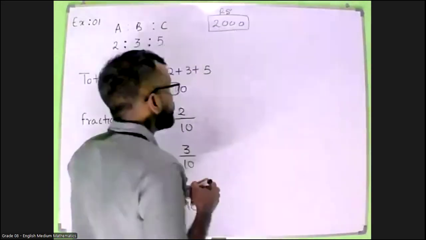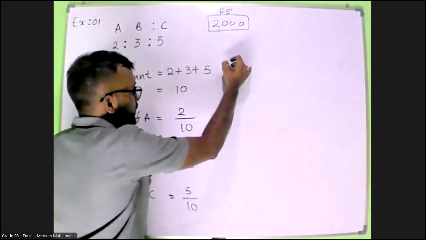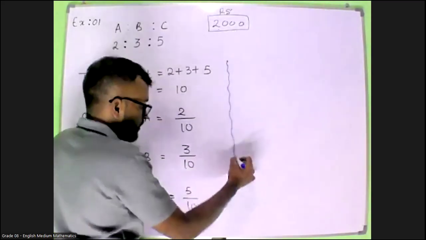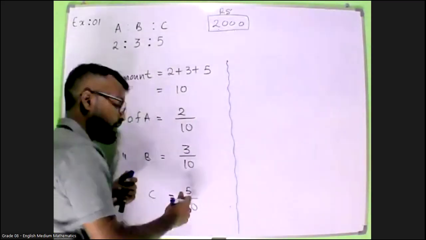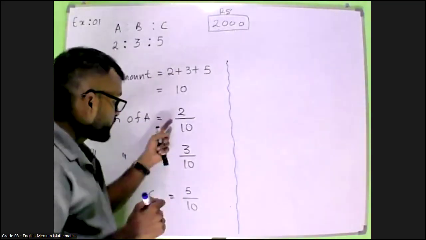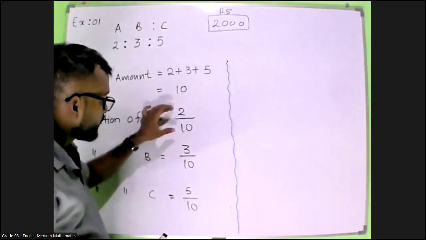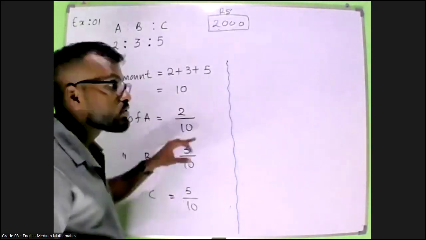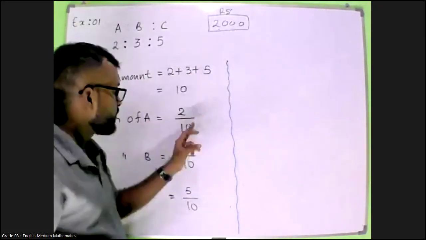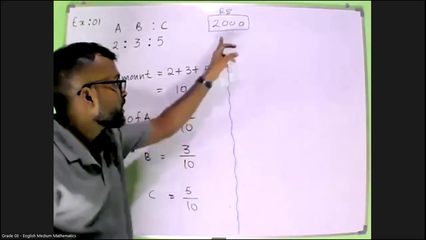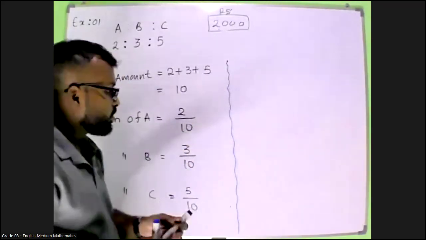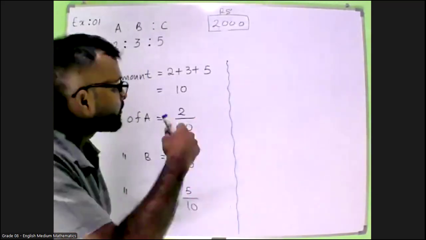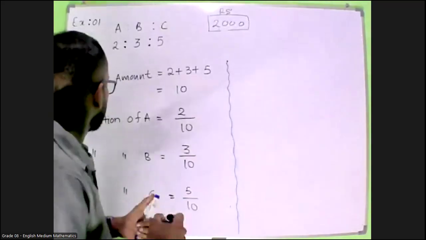Now look at the board. I will use this area. They haven't asked us for the simplest form here, so I am keeping 2 upon 10, 3 upon 10, 5 upon 10. This will help us simplify with the 2000, because here you have 10 and here you have 2000. I will let you know the relationship. Please look at the book.